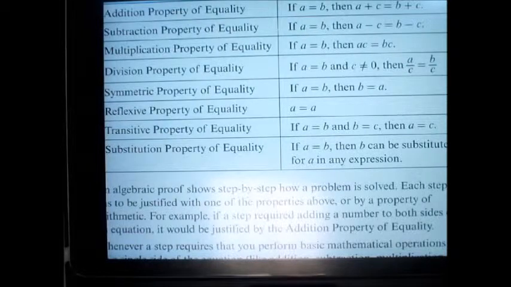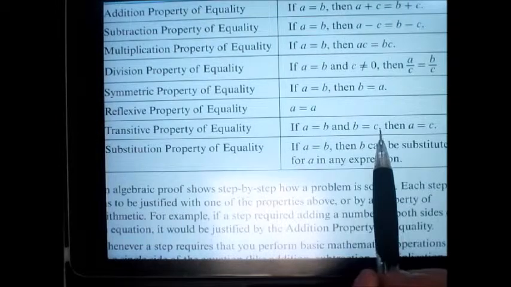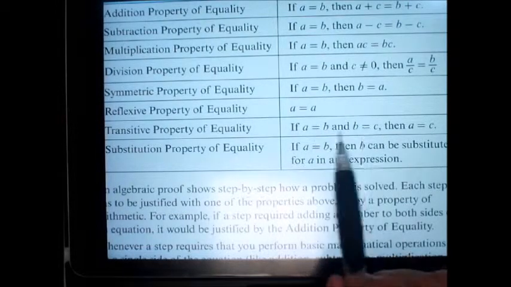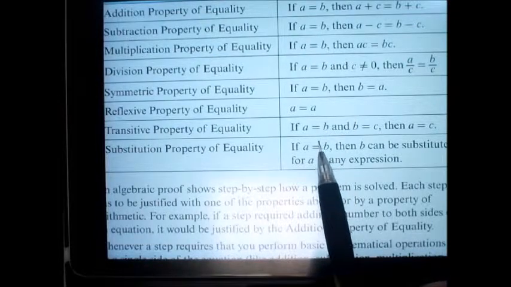Okay? So in their example, they say A is equal to B, B is equal to C, then A must be equal to C. Notice that the middles match up. Okay? This should remind you of one of those two properties, detachment or syllogism. Does anybody remember?